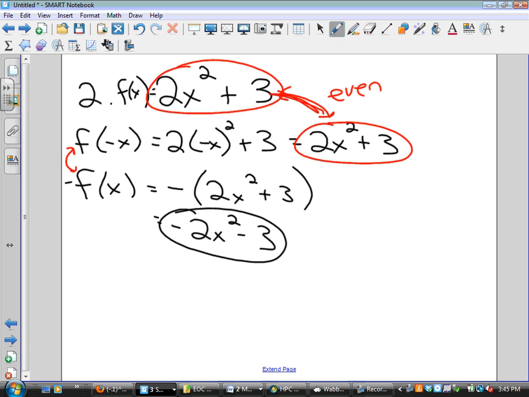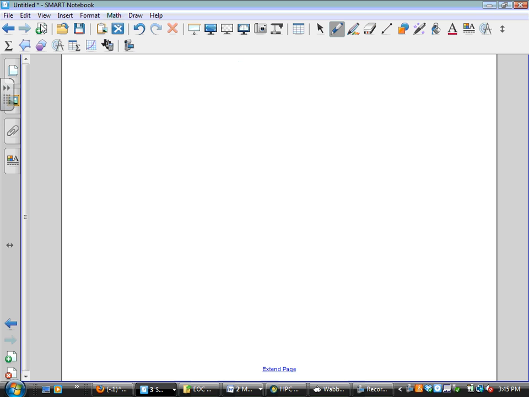Therefore it is only an even function. And in fact, everything except a basic function is going to be either even or odd, but not both. Okay, so let's look at the other function in number 2, which is 3x divided by 4.